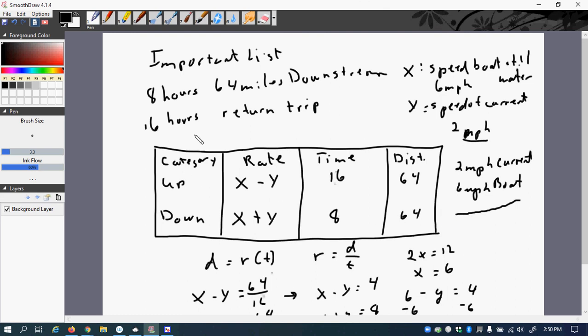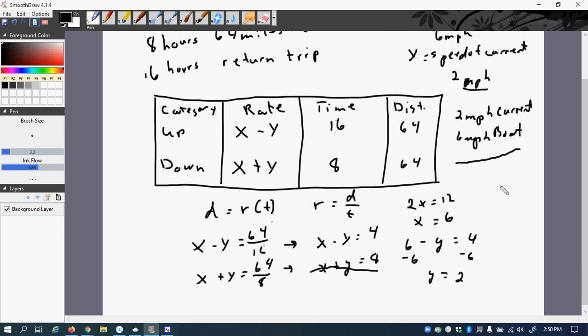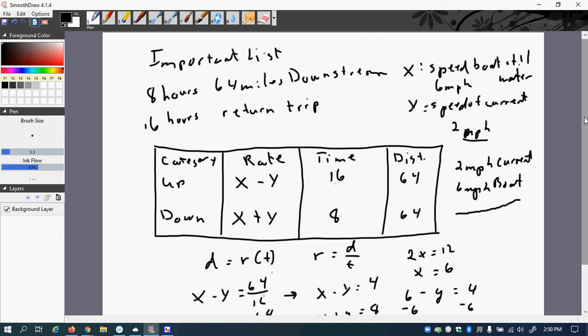So one thing that's important is when you're making your important list, sometimes it's good to make a table so you can organize things. This typical problem does show up in the homework, so I thought I would do this one. It seems to cause a lot of heartache with a lot of students. So here you go.